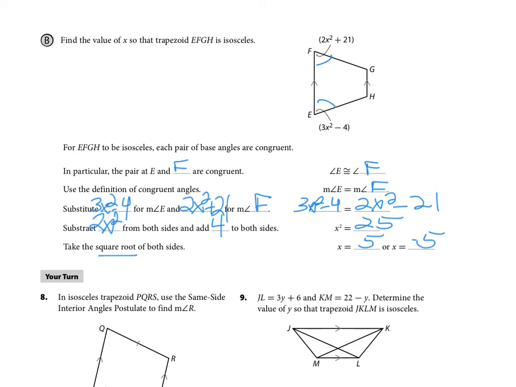Pause the video here and do a couple of minutes on the Your Turn exercises 8 and 9 that are right below there. And you're going to be using those ideas of diagonals being congruent and base angles being congruent to solve for some missing pieces.